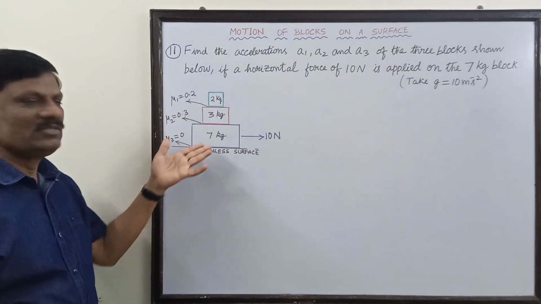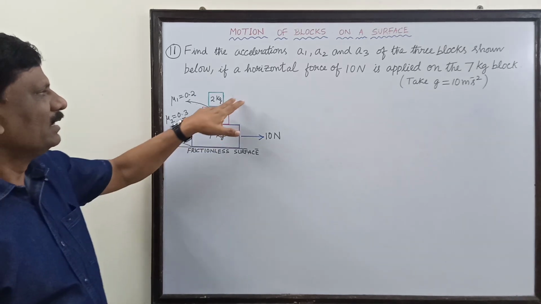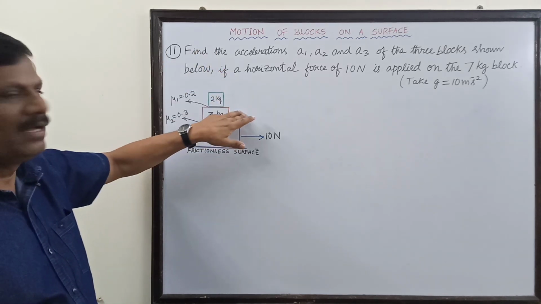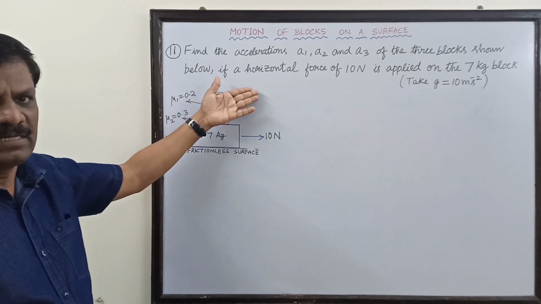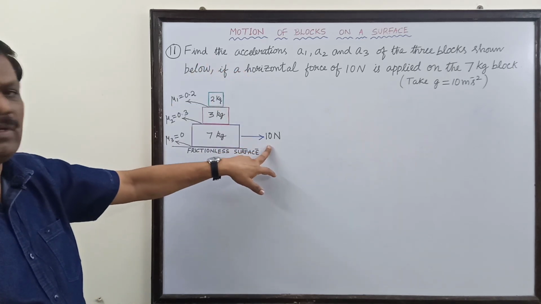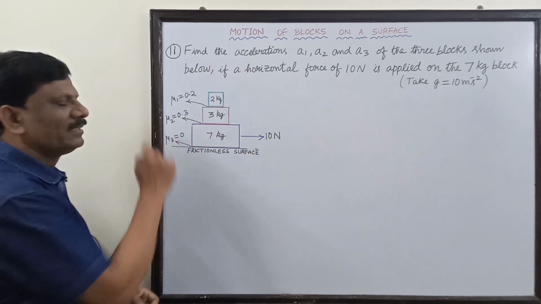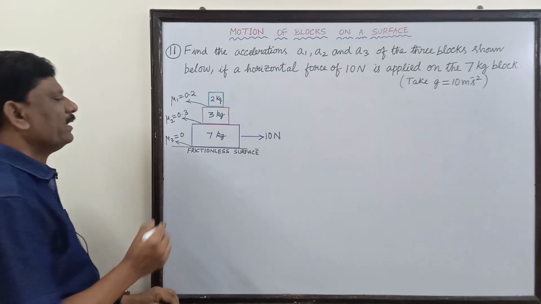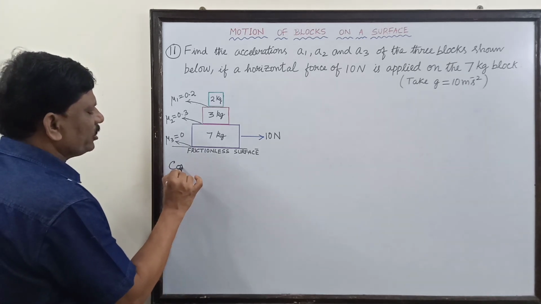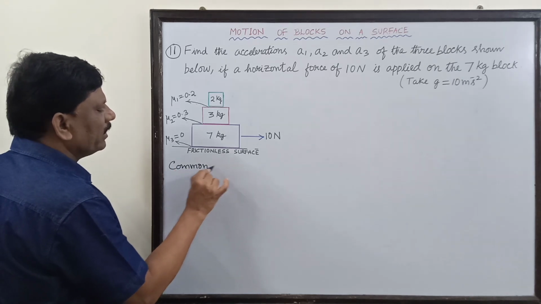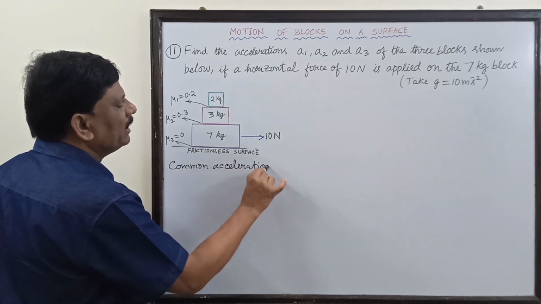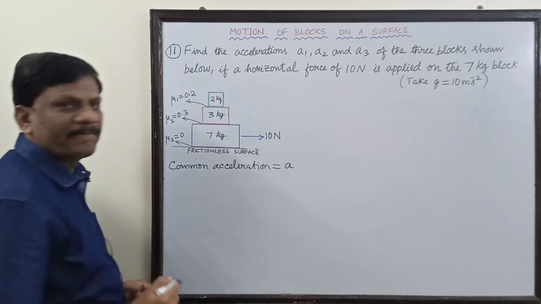So in the previous two problems, we applied the 10 Newton individually on the 2 kg and then on the 3 kg block and determined the accelerations. Now the third case is what? 10 Newton is acting directly on the 7 kg block. So now let us assume the common acceleration of the system is equal to A.